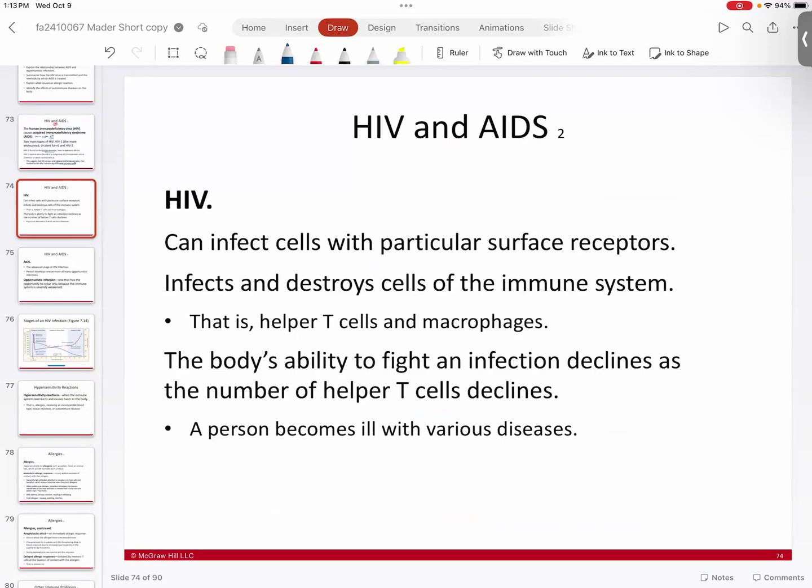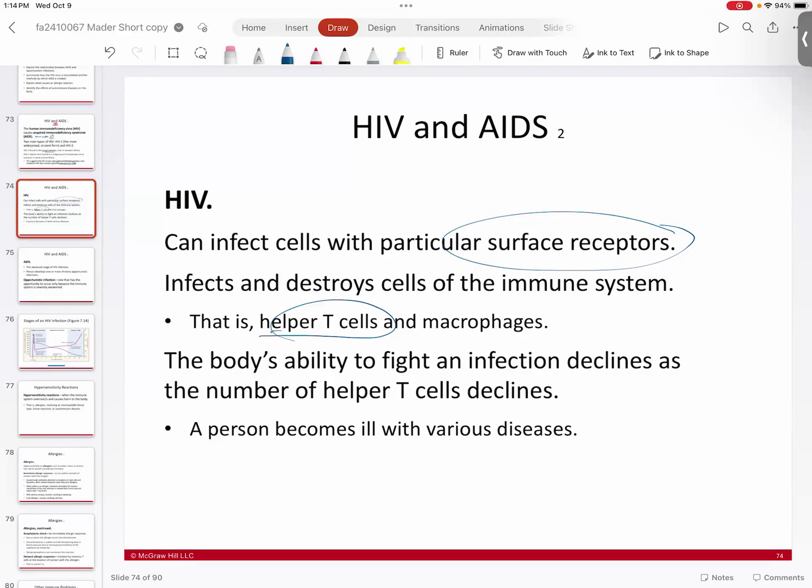Ultimately, when you take a look at HIV, they have to have a particular surface receptor. That's true for most viruses. Viruses look for a specific receptor. They have to attach to their host cell in order to make any headway. And what they go after, unfortunately, is our helper T cells.